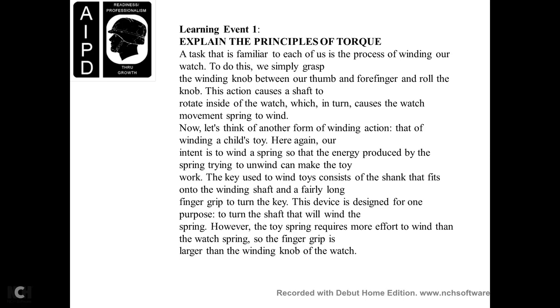Now think of the winding action of a child's toy. Here again, the intent is to wind a spring that, when energized, produces the spring's unwinding action that can make the toy work. The key used to wind the toy consists of a shank that fits the outside of the winding shaft, fairly long, with a finger grip over the top of the key. The device is designed for one purpose: to turn the shaft that will wind the spring. However, the toy spring requires more effort to wind than the watch spring, so the finger grip is larger than the winding knob of the watch.